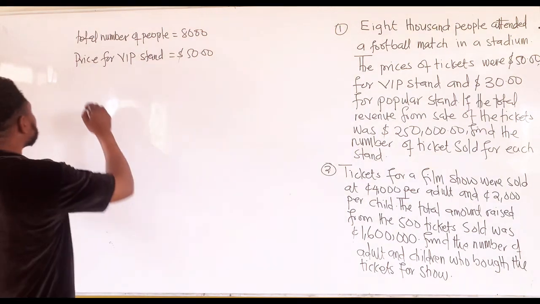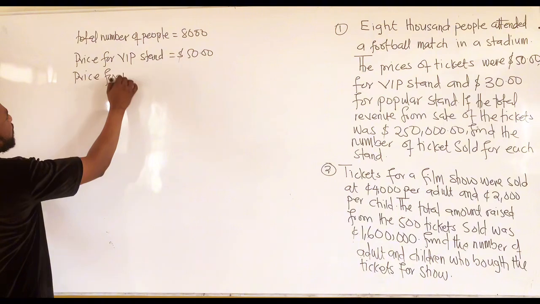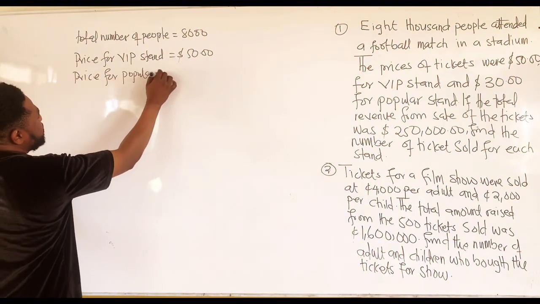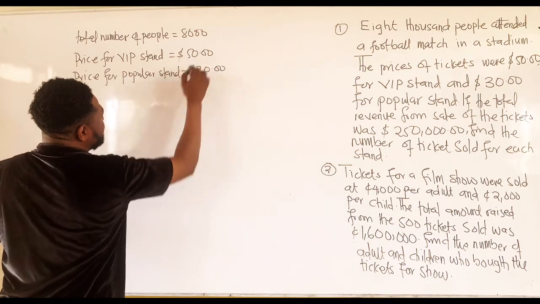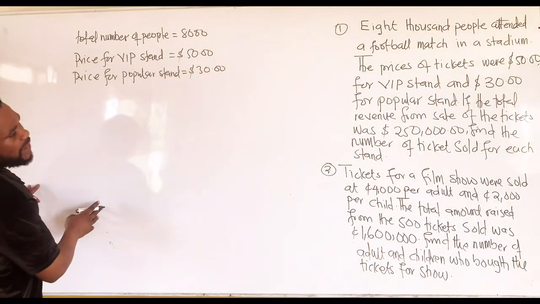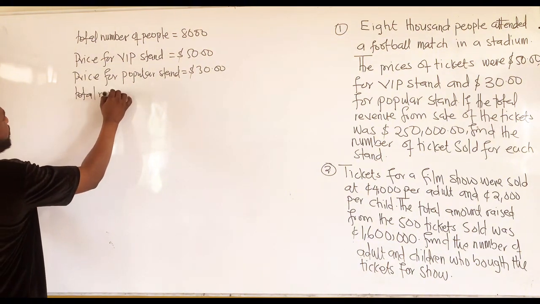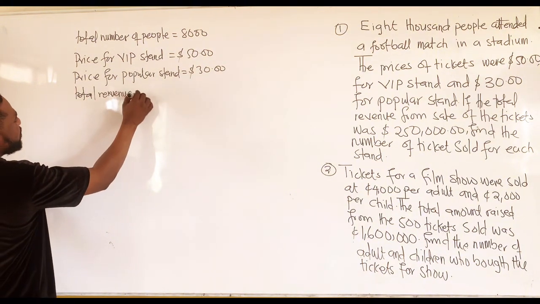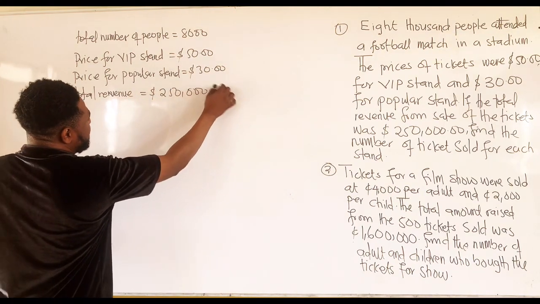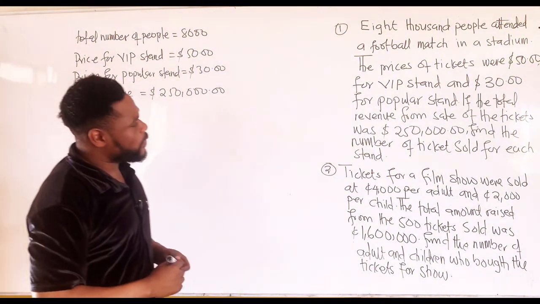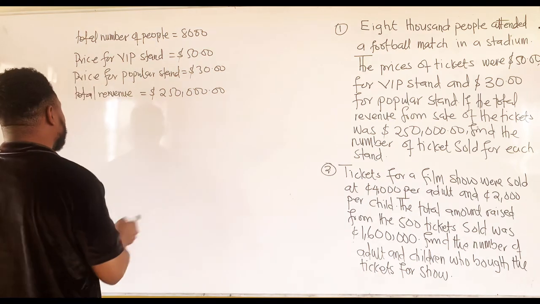$50. Again, we also have the price for the popular stand. So the price for our popular stand is also given to us nicely. So we also have $30, and we have the total revenue generated. So total revenue generated is also given as $250,000. Let us see what we are looking for. Find the number of each ticket sold for each stand.